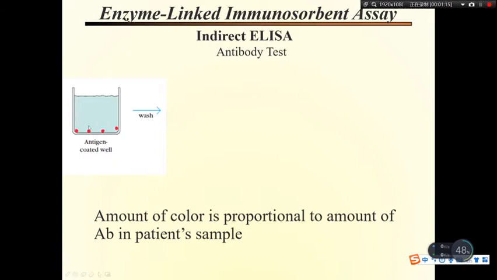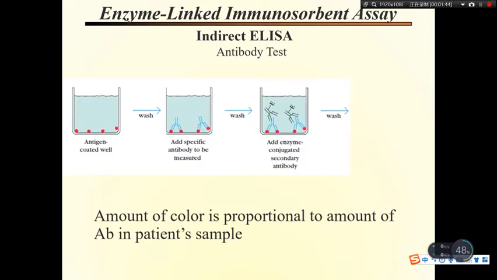The antigen for which the sample must be analyzed is adhered to the walls of the microplate. Then we add the sample. The primary antibody present in the sample binds specifically to the antigen. Then the solution is washed to remove the unbound antibodies, and the enzyme-conjugated secondary antibodies are added.